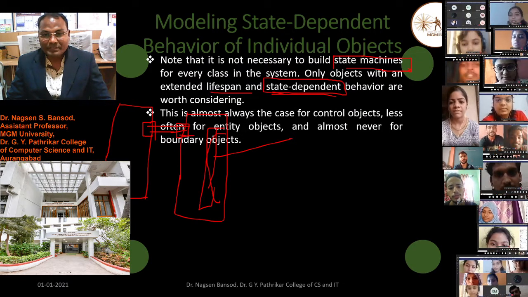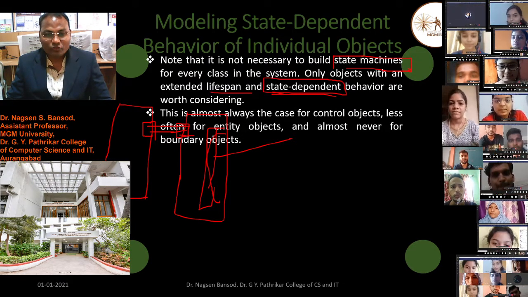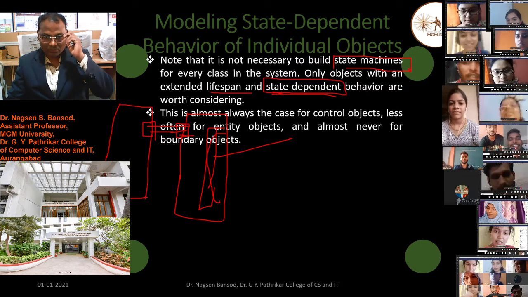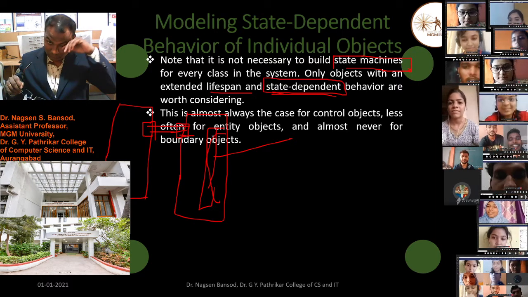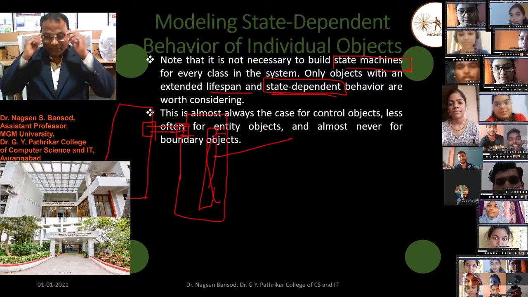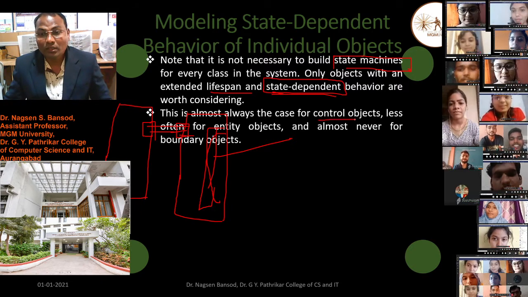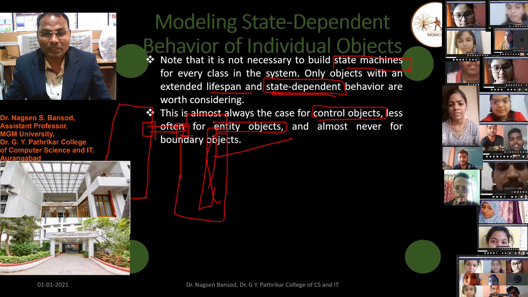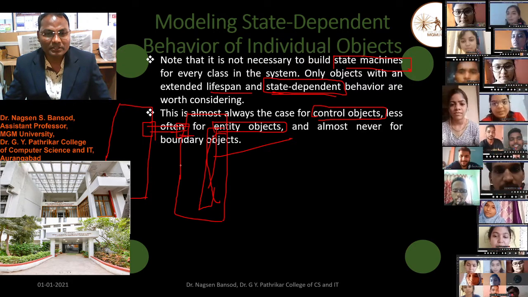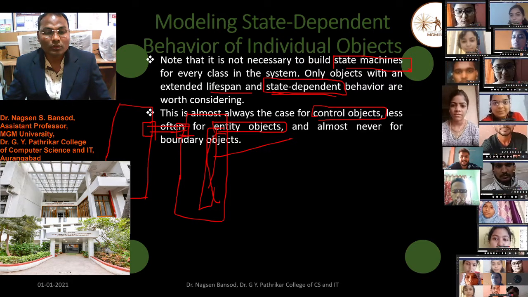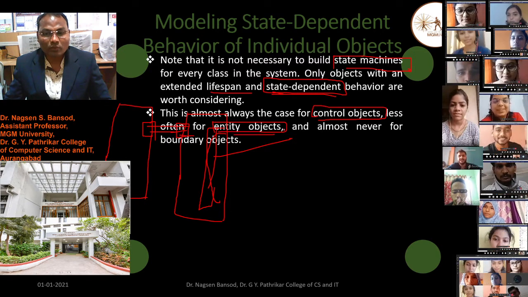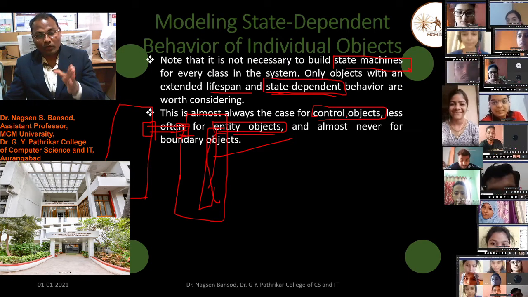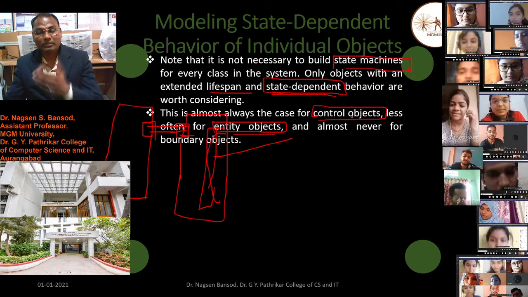This is almost always the case for control objects, less often for entity objects, and almost never for boundary objects. We have to use the state machine diagram many times for the control object, and it is very rarely used for the entity object. For the entity object, we can bypass the state machine diagram. But for the control object, for giving commands, we require the state machine diagram.